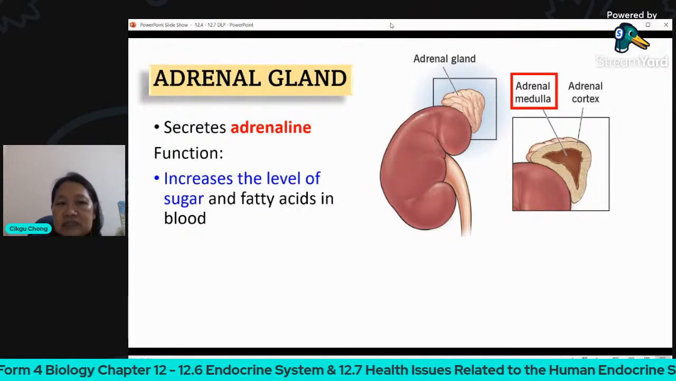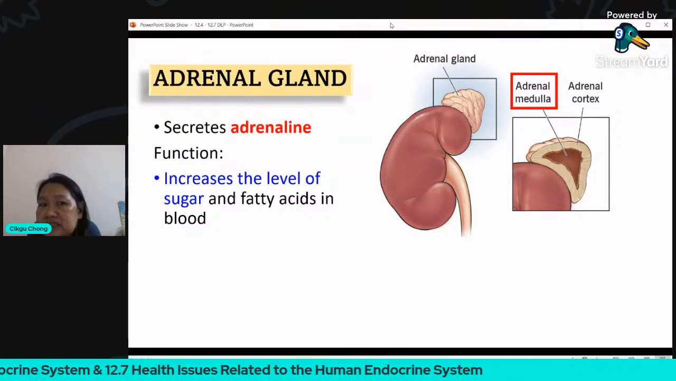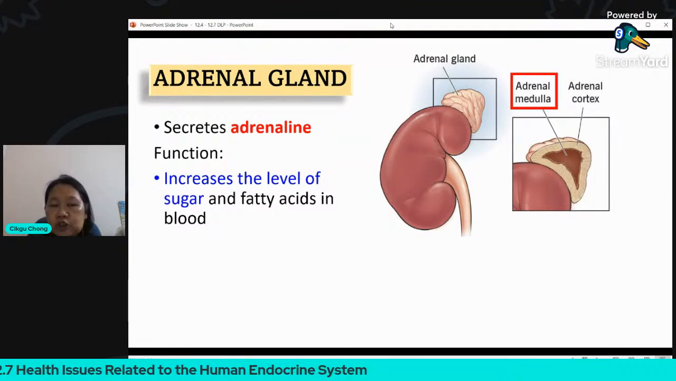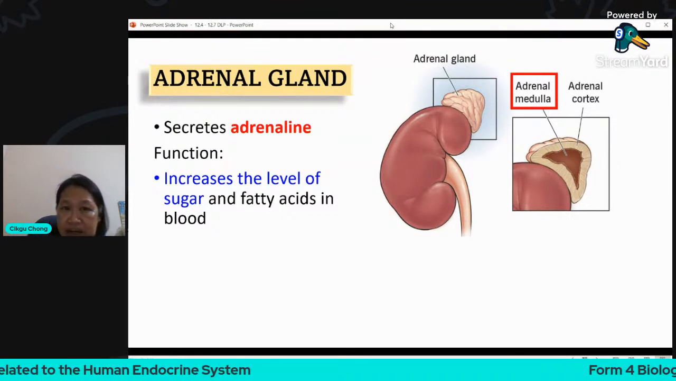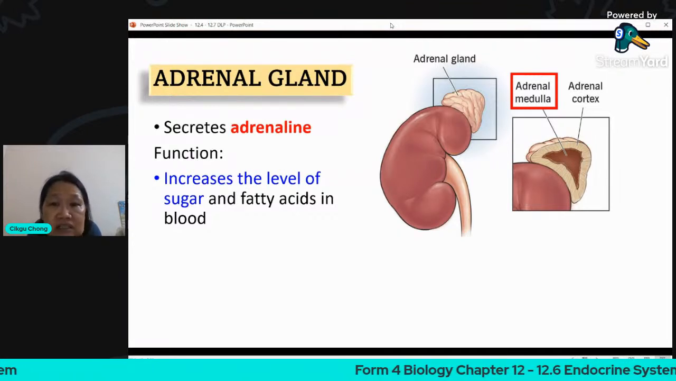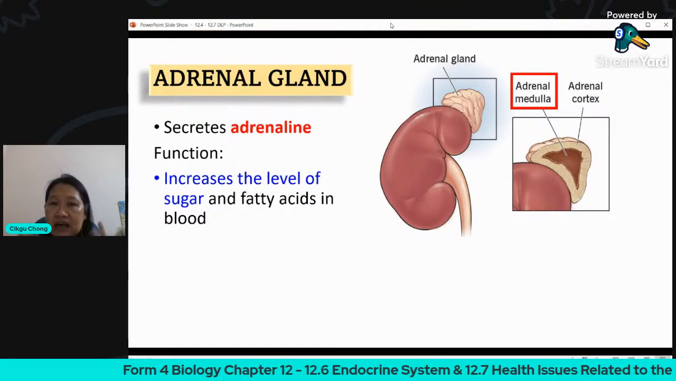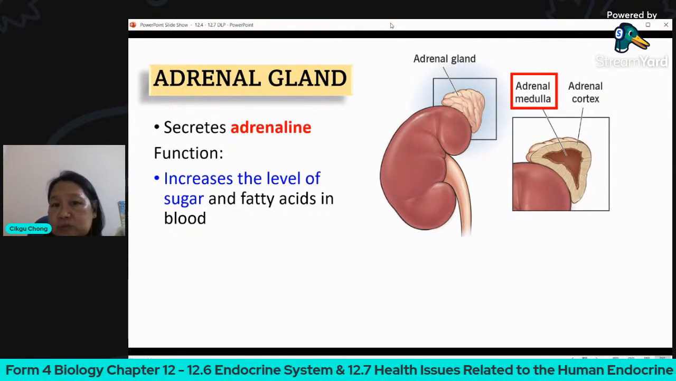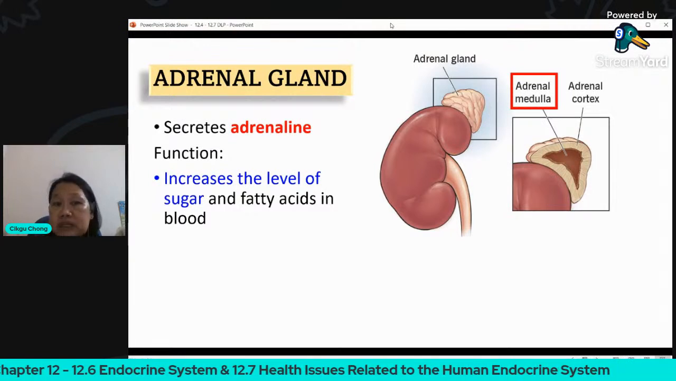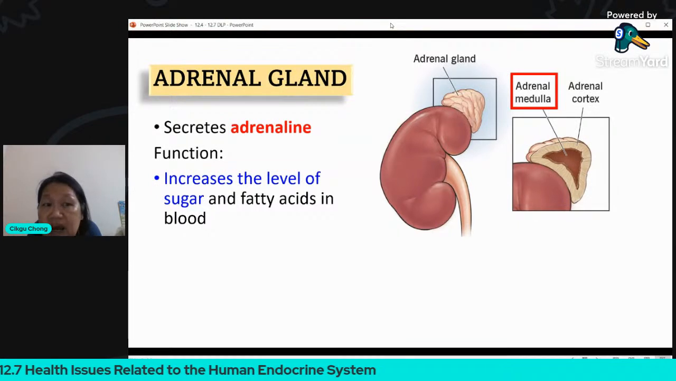Function: increases the level of sugar and fatty acids in the blood. So when your adrenaline is released, your sugar level will be higher because your glycogen is converted into glucose. And this is when you're needed for your emergency situation. You need to run faster, and your heart is beating faster, everything. This is where you have this response. Fatty acid also will be burned, released, at a higher level.